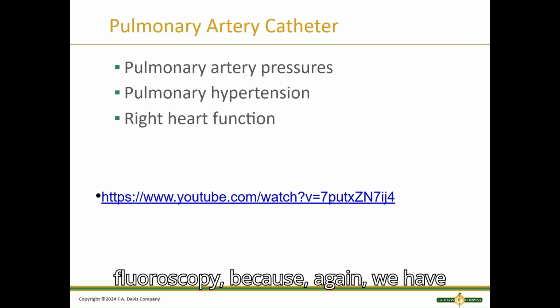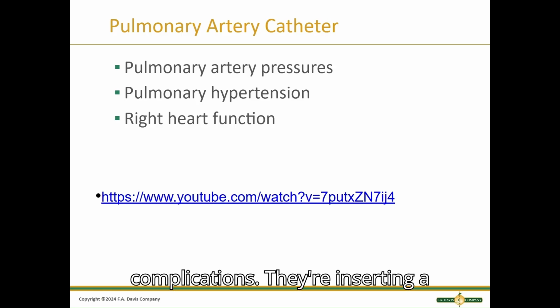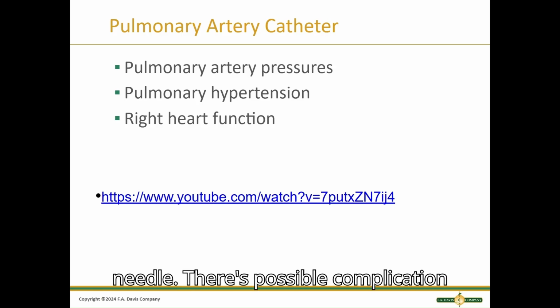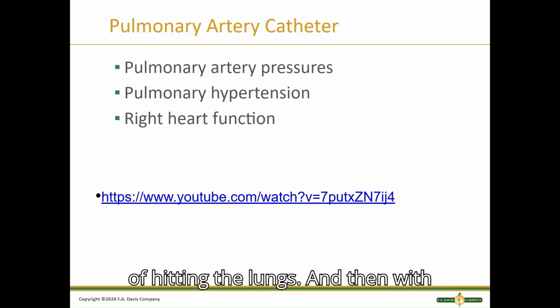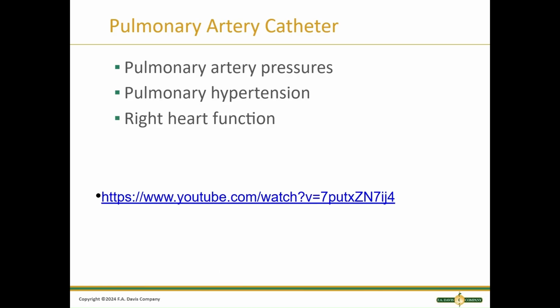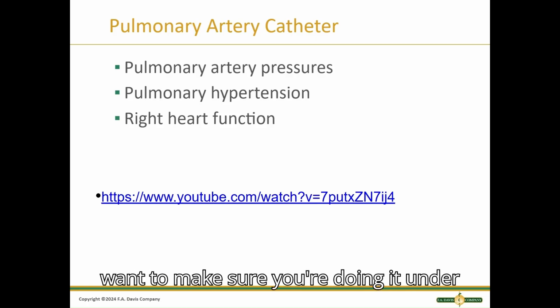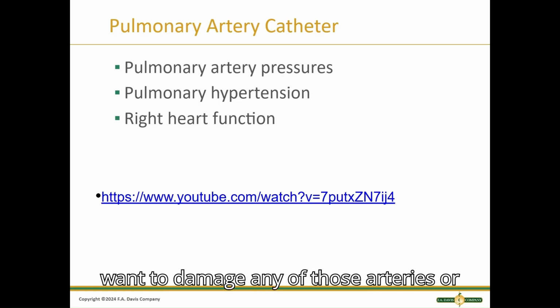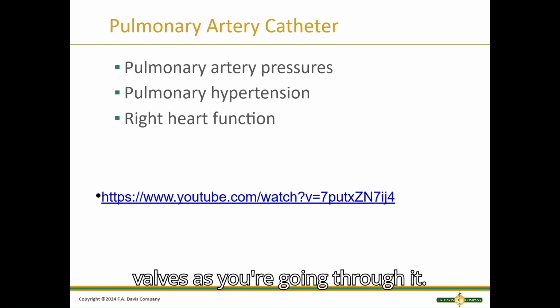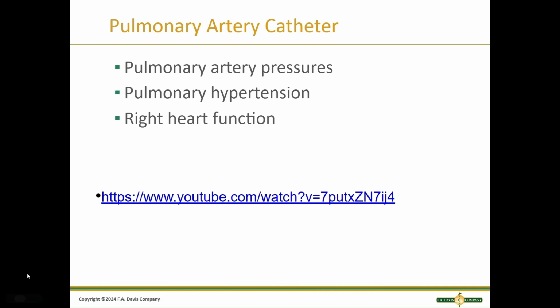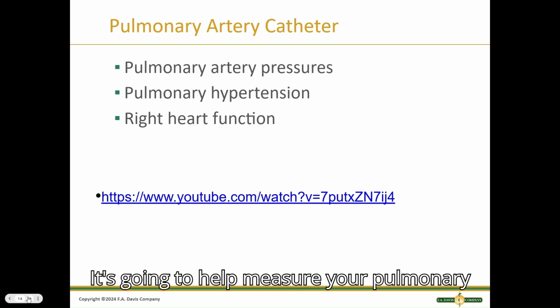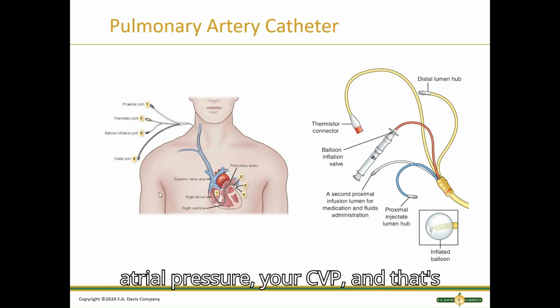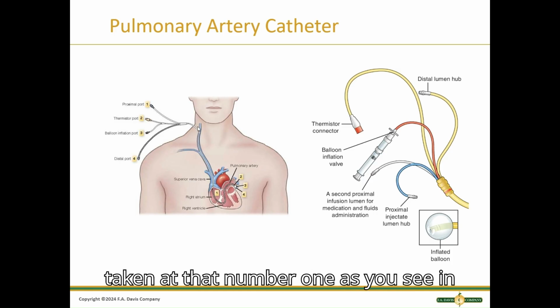And if you want to go back to your slides and look at this YouTube video, it's going to give you a little more information about how it goes through. But typically, most patients know this pulmonary artery catheter as a Swan-Ganz catheter. It's a flexible balloon-tipped catheter that is guided through the right side of the heart. Here's a picture of it here. So we guide it in through either the subclavian or the jugular vein.